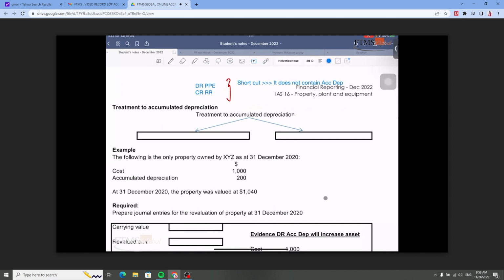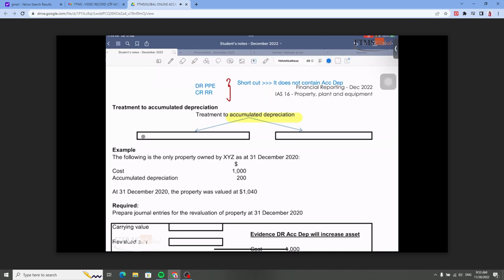Why I say it's a shortcut? Because it does not contain accumulated depreciation. So technically speaking, when you account for revaluation, you should also account for revaluation in the accumulated depreciation account as well. So that's what we are going to do now. This is called treatment to the accumulated depreciation. Remember when you account for revaluation, you should also amend your accumulated depreciation account. There are two ways to account for this.